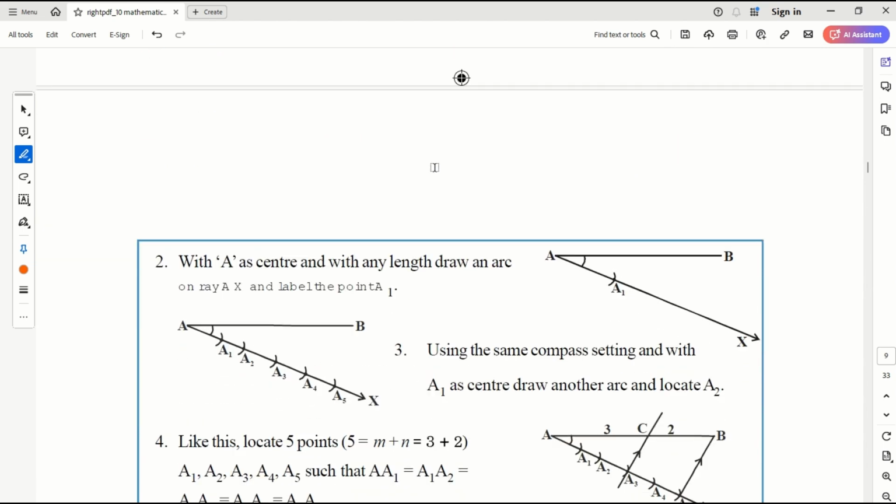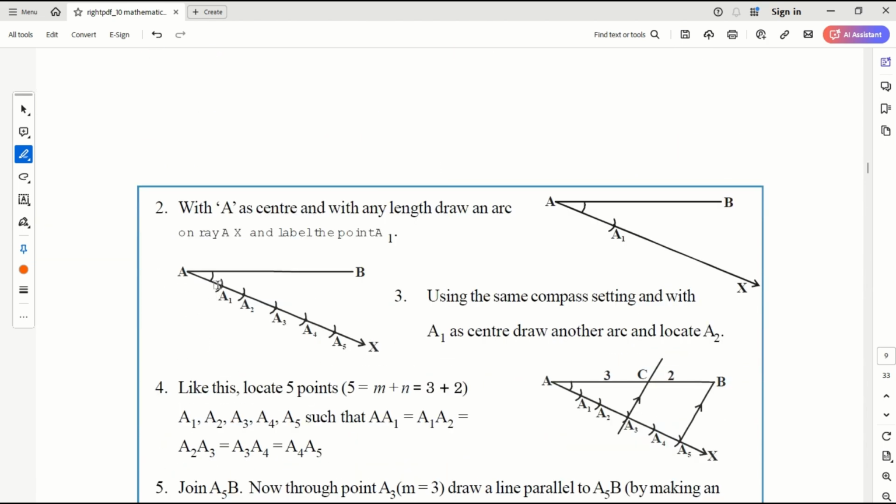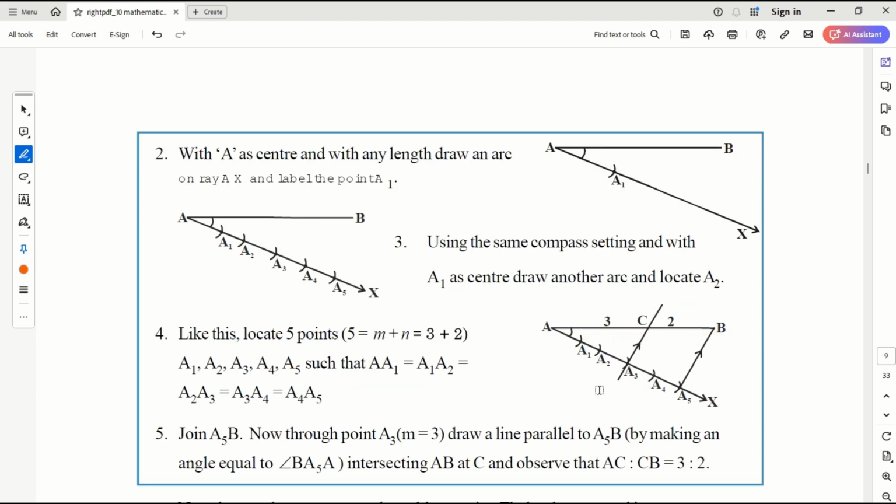Now you cut the AX line with 5 points with the same gap. This is easy because this is a bigger line. Now, with this, you draw a parallel. First, you join A5 and B. This is the triangle now. It has formed A5B. This is the triangle formed.